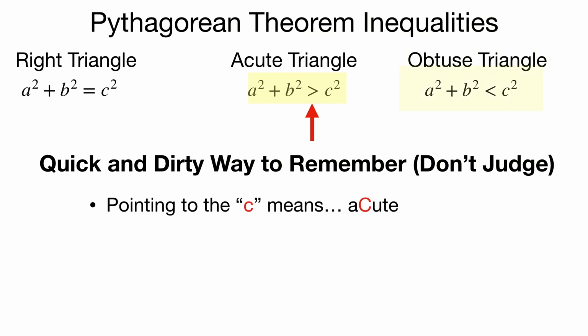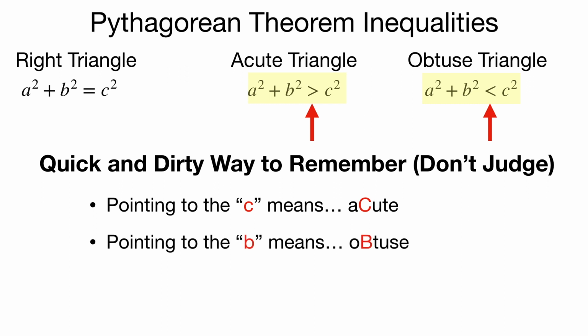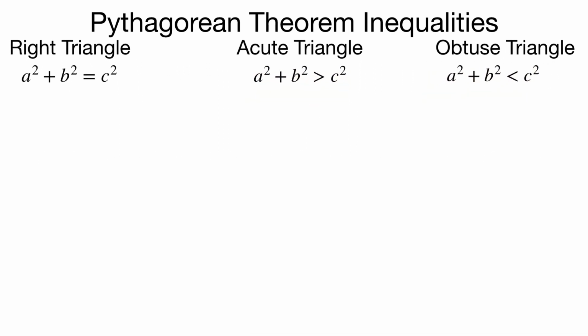Well, what about the other case, where A squared plus B squared is less than C squared? The less than symbol looks like it's pointing to a B. And yep, there's a B in the word obtuse. So pointing to the B means obtuse. I know, but this will save you someday when you're trying to remember this. So let's look at some examples.